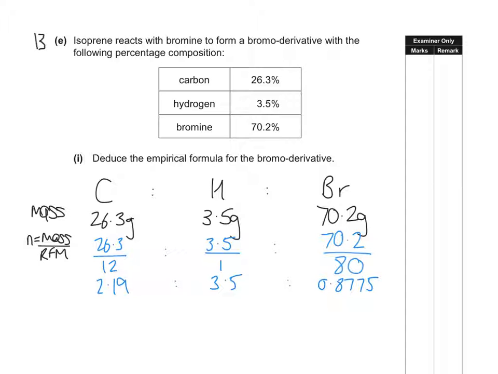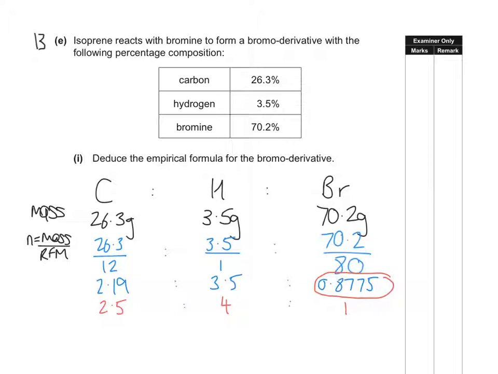Now at this stage, to get your ratio into whole numbers, you divide through by the smallest number of moles. So again, divide through by the smallest number of moles, and in this case that is bromine at 0.8775 moles. So divide each of those numbers by 0.8775 and you should get that you have 2.5 moles of carbon, 3.98 moles of hydrogen, which is roughly 4, and 1 mole of bromine.